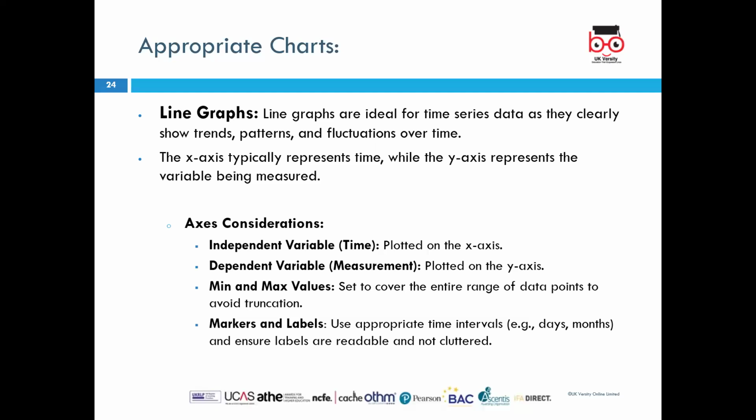With axis consideration, the independent variable, such as time, is plotted on the x-axis, and the dependent variable, the measurement, is plotted on the y-axis. Min and max values set the scale to cover the entire range of data points to avoid truncation. Markers and labels will use appropriate time intervals, and these ensure the labels are readable and not overcrowded.